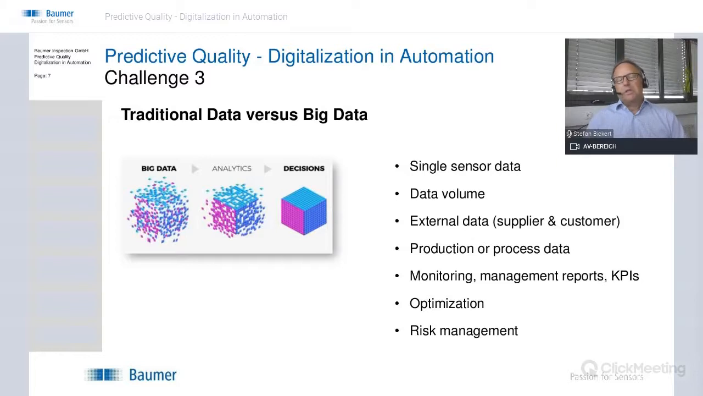The third challenge we have is the data. Data is the one, and now the important thing is how can we generate information out of the data. In former times, we had, let me call it, traditional data. That means you have a single sensor, and the sensor gives you a temperature, gives you a pressure, gives you time, gives you a single answer.